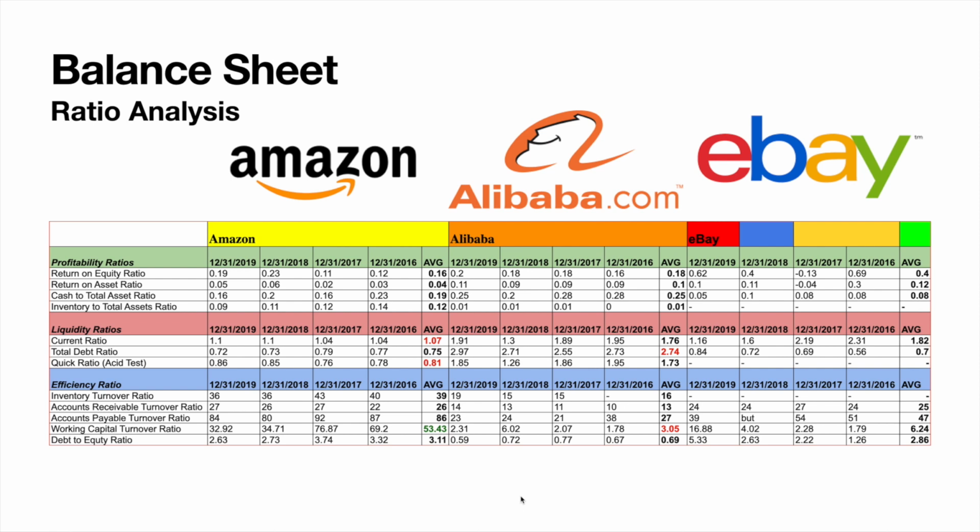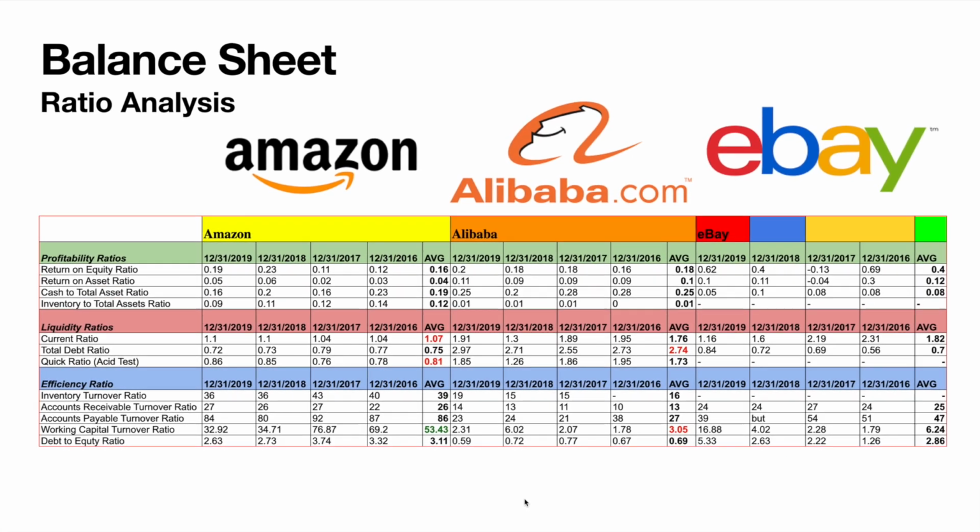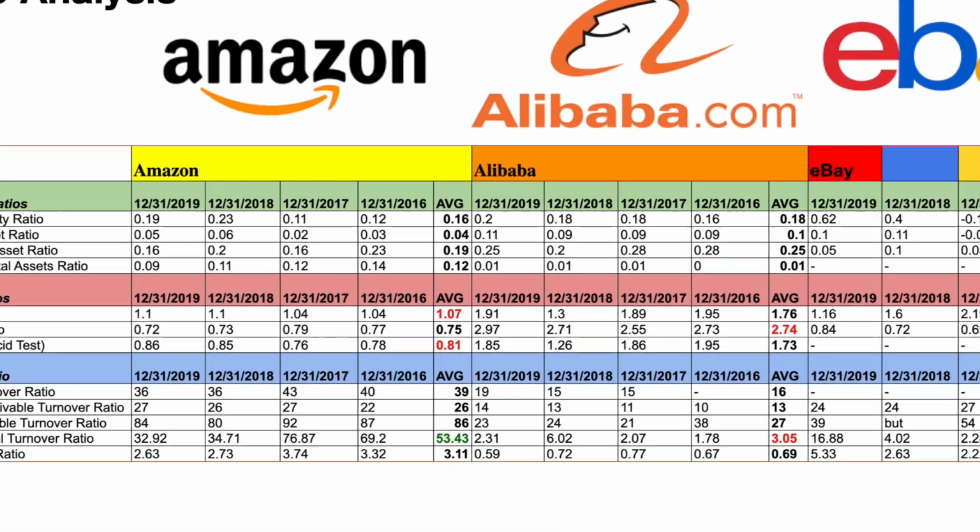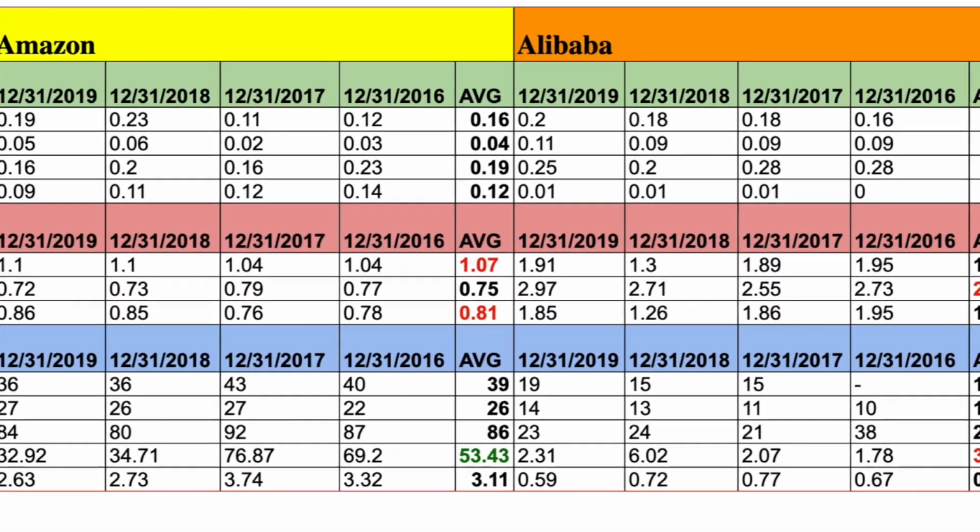The current ratio for all three is above 1, meaning they have more assets to cover short-term debt. But Amazon is very close to 1, meaning that Amazon is highly leveraged.